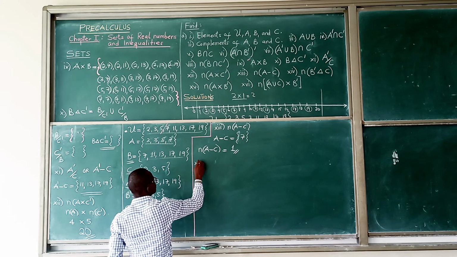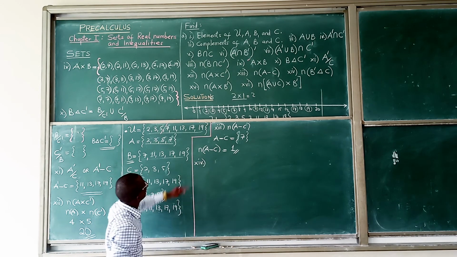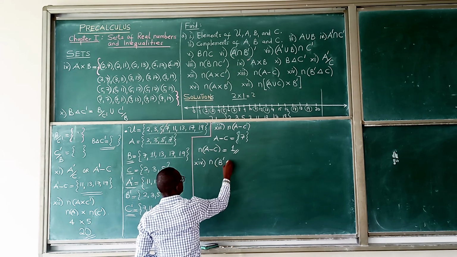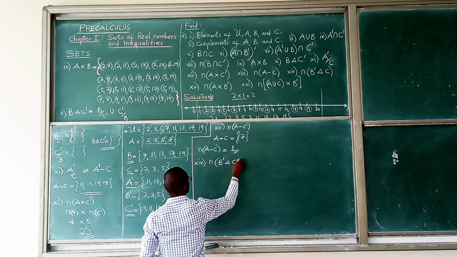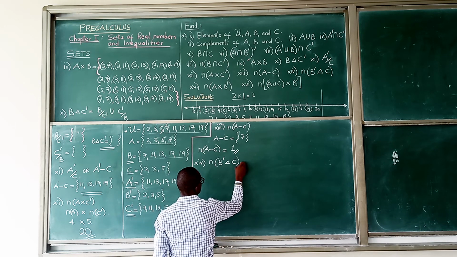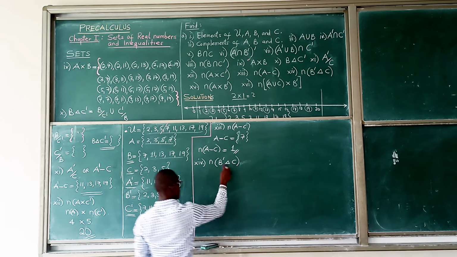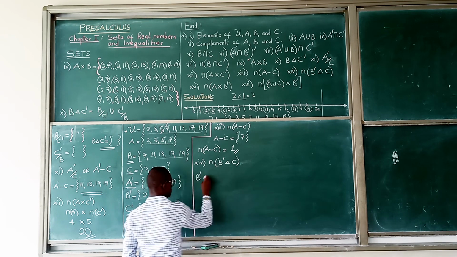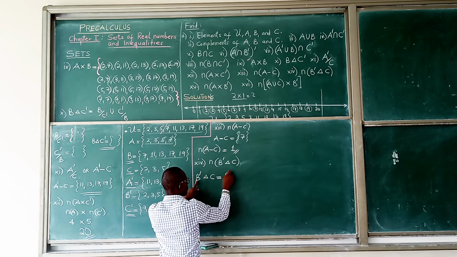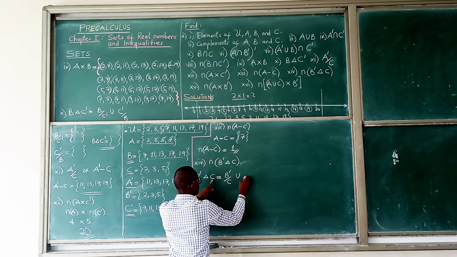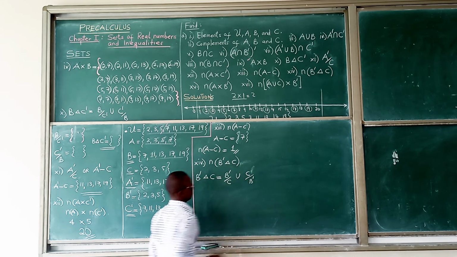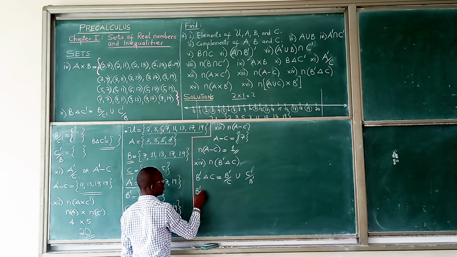So we have question 14. The number of B prime symmetric difference C. Again, the first thing you must do is to find what is in here, B prime symmetric difference C. And this is B prime different from C union C different from B prime. So we first find our B prime different from C.